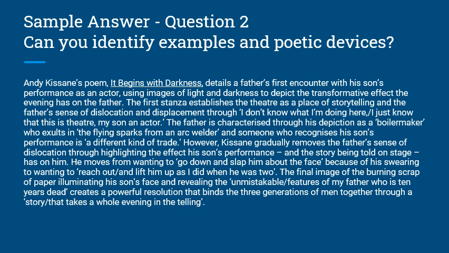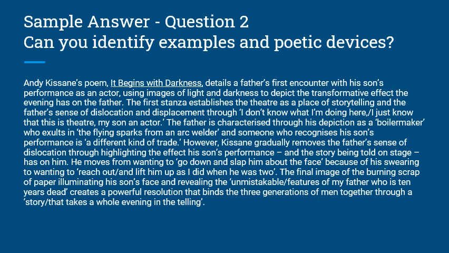The father is characterized through his depiction as a boiler maker who exults in the flying sparks from an arc welder, and someone who recognizes his son's performance is a different kind of trade. However, Kassan gradually removes the father's sense of dislocation through highlighting the effect his son's performance and the story being told on stage has on him.